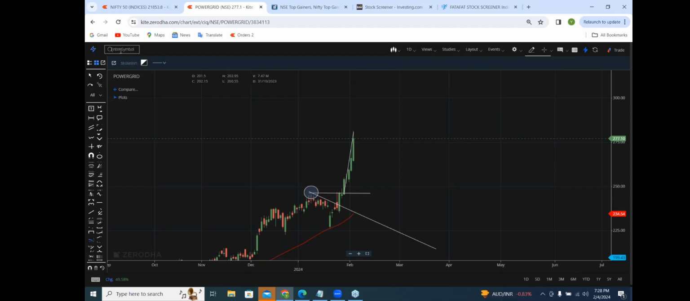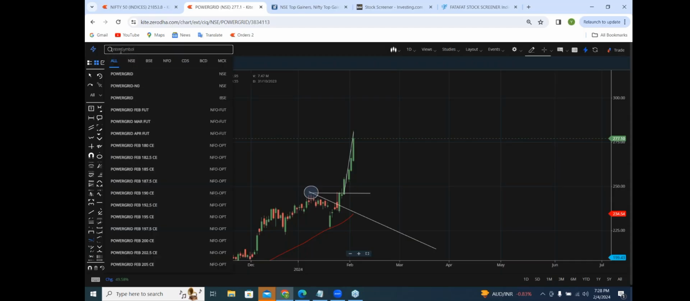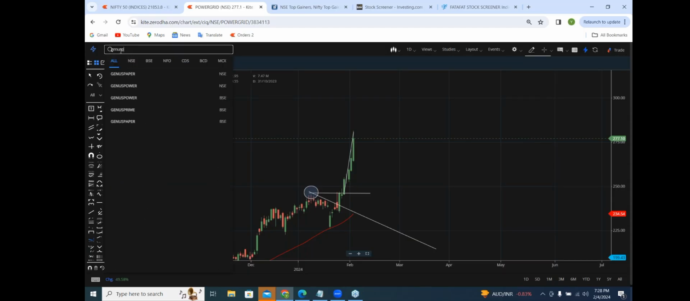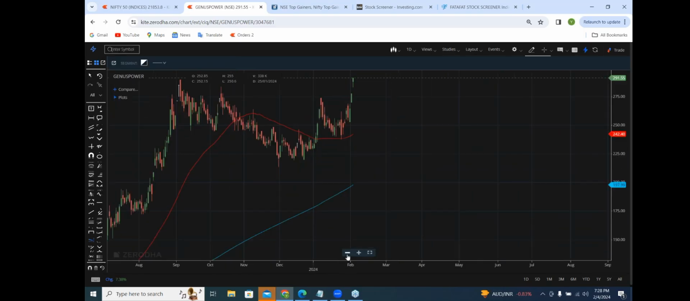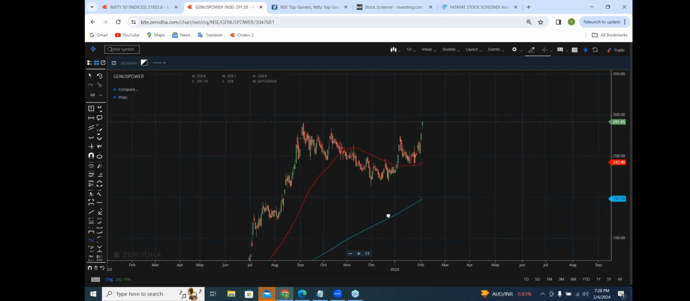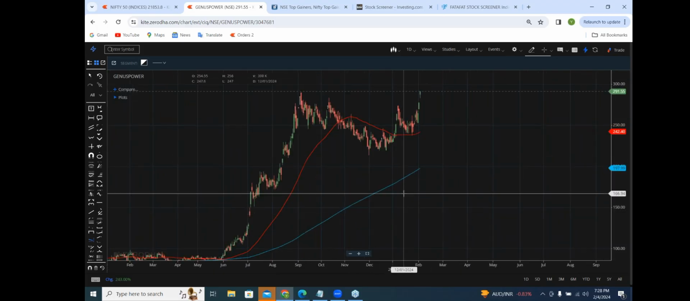ONGC, Genius Power. So first of all, is this stock in golden crossover? All of you, right?